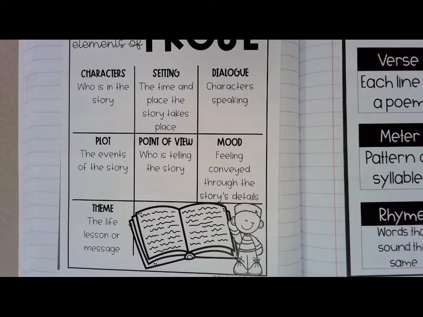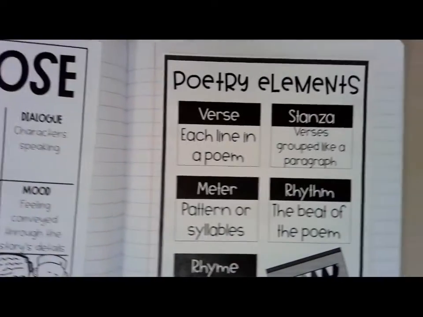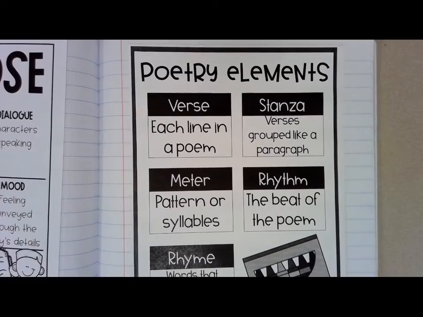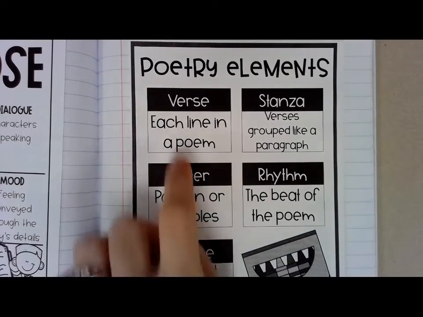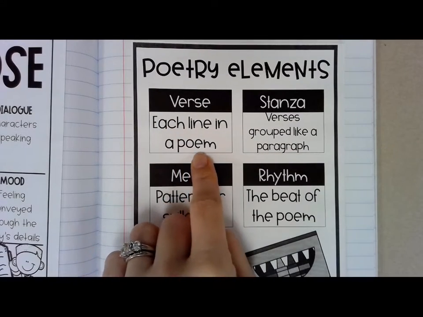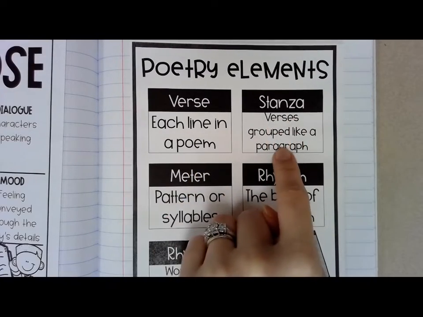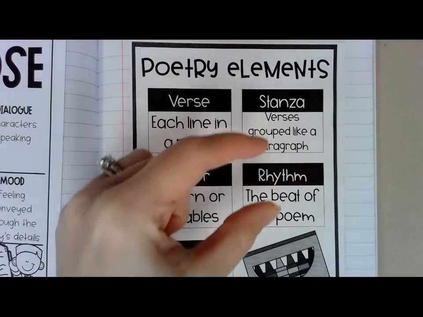Now, if we look on page 35, you need to glue down this onto page 35. And these are elements of poetry. So poetry is written in verse or lines. And verses that are grouped together like a paragraph are called a stanza. So when you have a chunk of a poem, it's called a stanza.